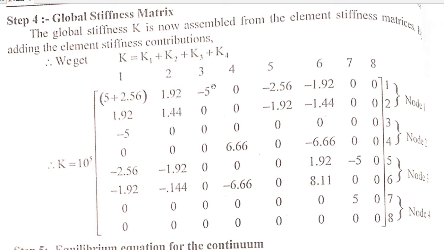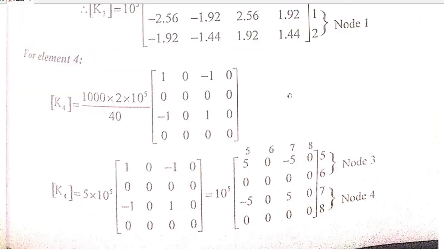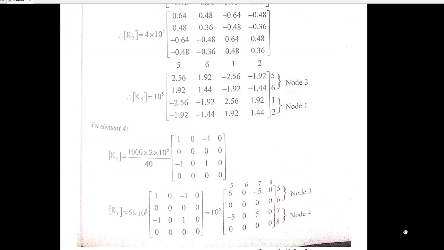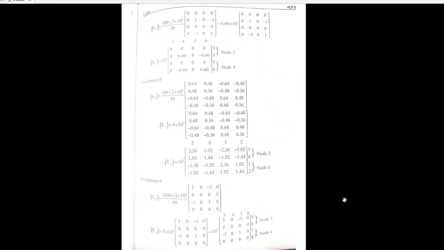First matrix anyway, you write it as it is. K1 matrix you write 5, minus 1.92, minus 5, 0, 1.92, 1.44, 0, 0, minus 5, 0, 0. Sorry. Let us go like this only, I think it makes confusion. 1 1. What is the 1 1 value? Stop writing. Please observe now, because this adding is very important.